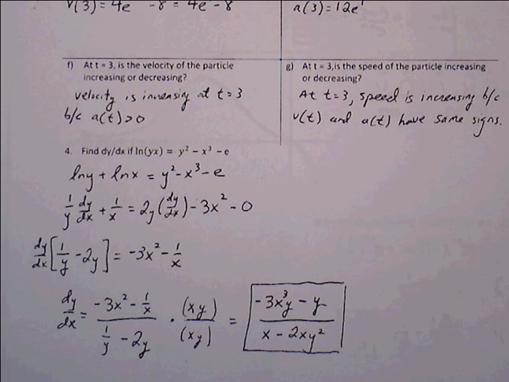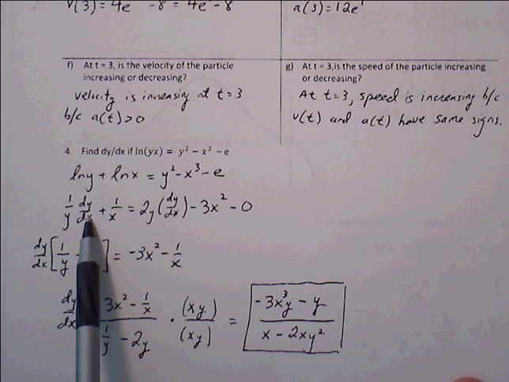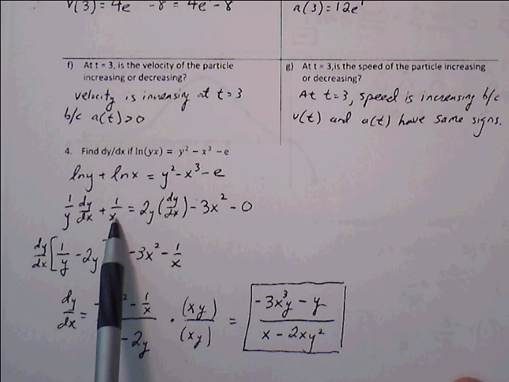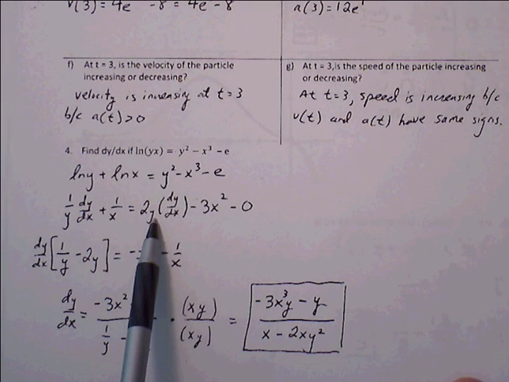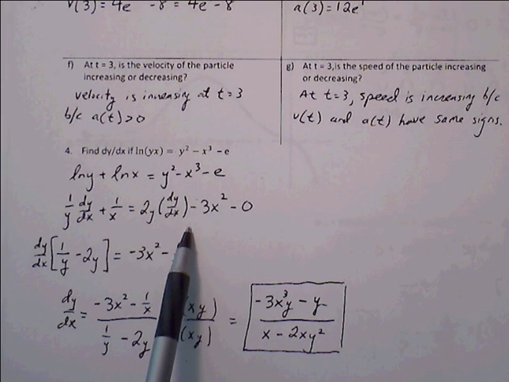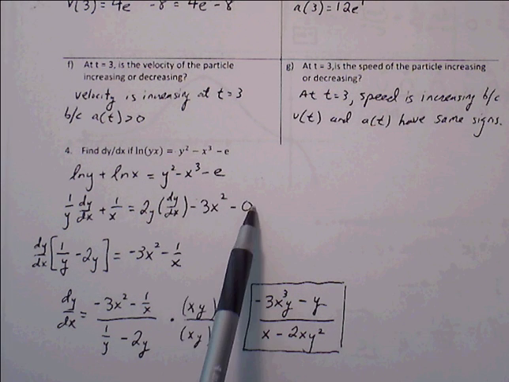Implicit just means that we're going to find the derivative of each term, and if we come across a derivative involving variable y, then we have to attach dy/dx. So natural log of y becomes 1 over y times dy/dx. Natural log of x becomes 1 over x. Y squared, by the power rule, becomes 2y, but because we involve y's derivative, we have to attach dy/dx. X cubed becomes 3x squared. E is a constant, so e goes to 0.